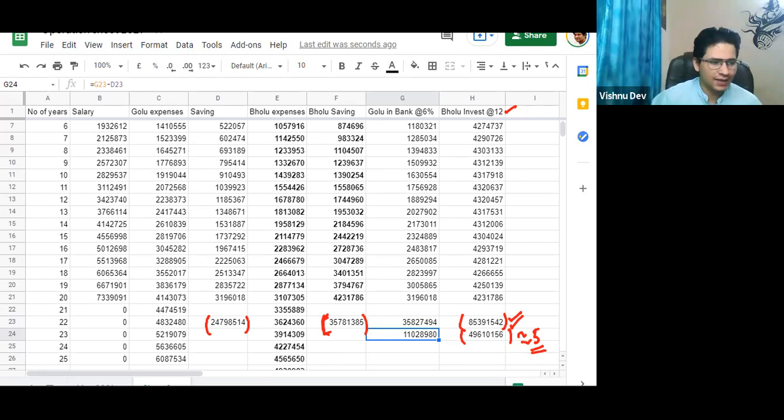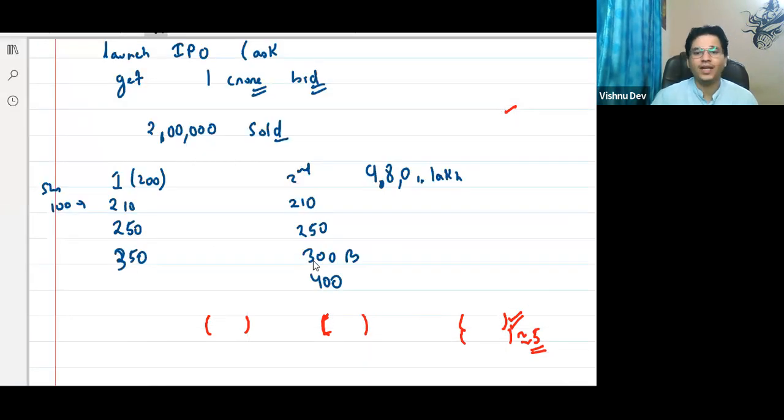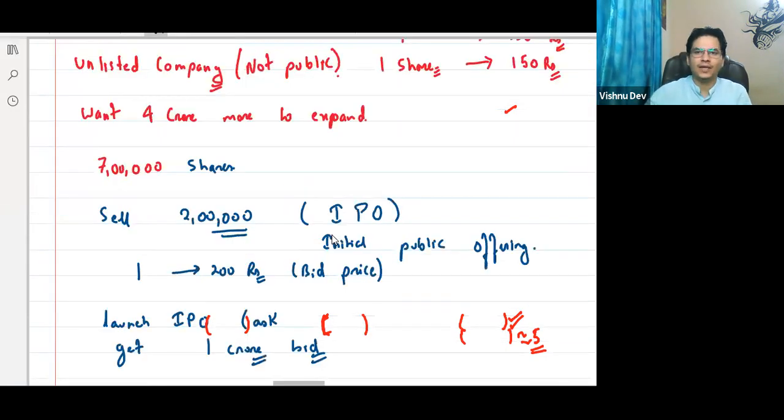first of all saving. Obviously, Bholu is saving more and Bholu is investing, right? So obviously, the amount that he's getting is almost 5 times more than that of Bholu, even though both of them are earning the same salary. So I hope all of you understood the answer of question why we need to invest.